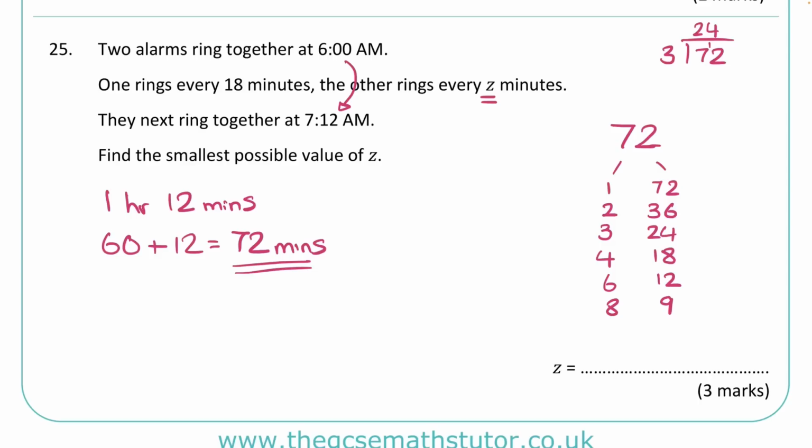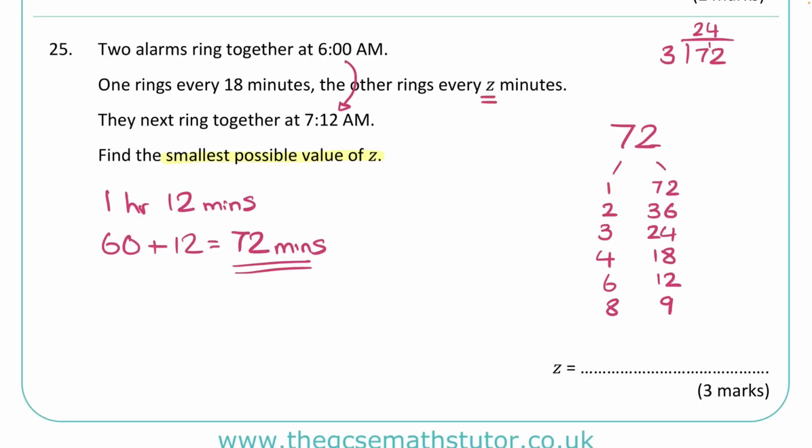So what I want to do is I want to work through, and again it wants me to find the smallest possible value of Z. So there's no point in starting on 36 or 24 or the larger numbers. I want to start on the smaller numbers. So what I'm going to do is I'm going to start with the smallest number. I'm just going to think to myself, are they going to ring again before 7:12? And if they do, I'll cross them out.